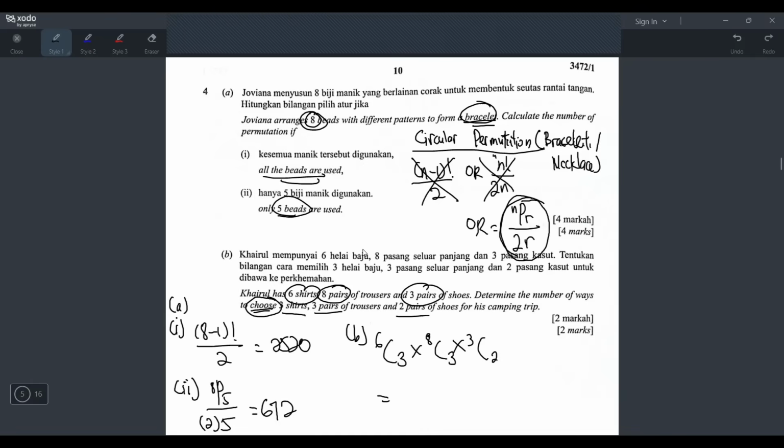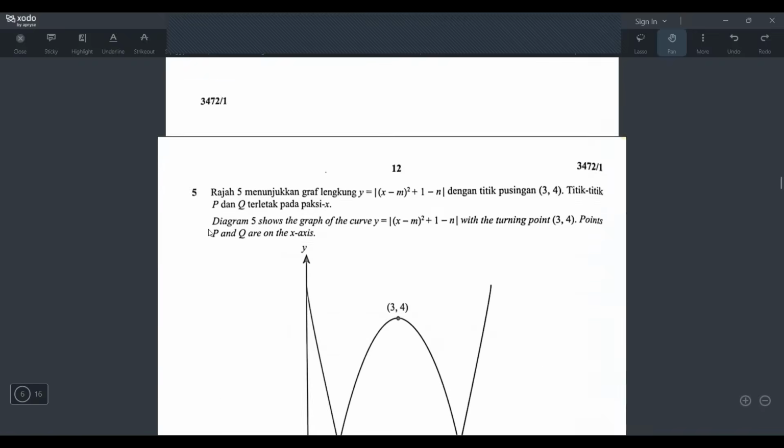Okay. So now you press calculator. Let me press 6C3 times 8C3 times 3C2. My calculator gives me 3360. So just write it there, 3360. So 2 marks. Okay, so that's it. Very easy.